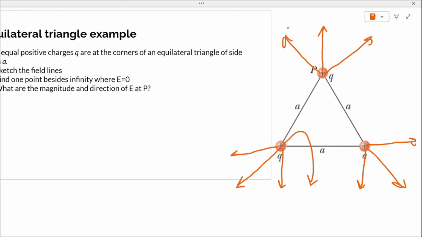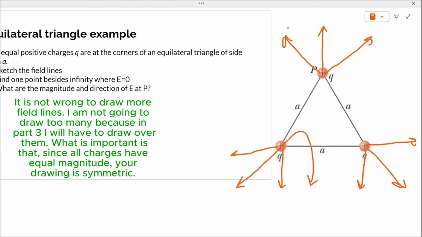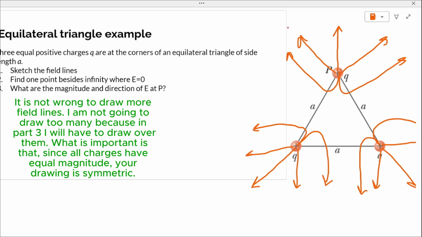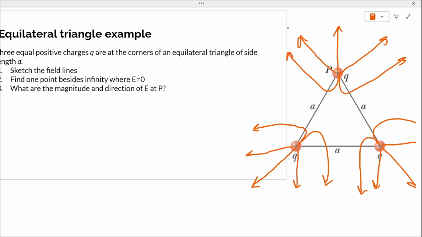So this line will go in and then curve out and extend towards infinity. And it's going to be symmetrical all around. Part 2. Find one point besides infinity where the electric field equals 0.